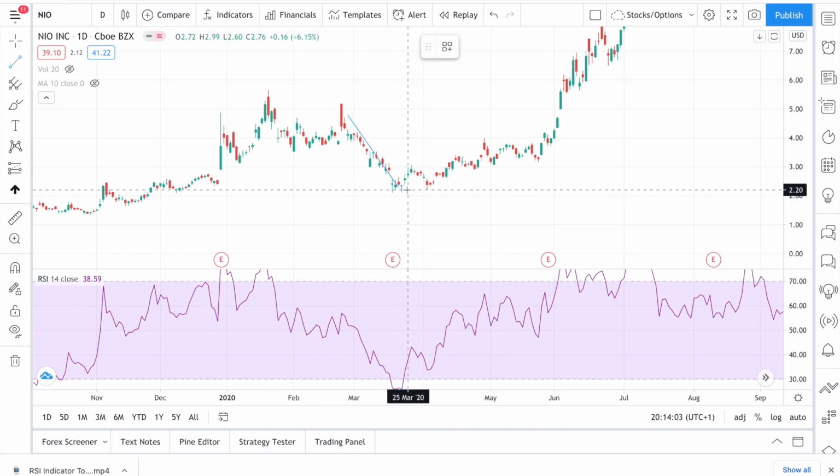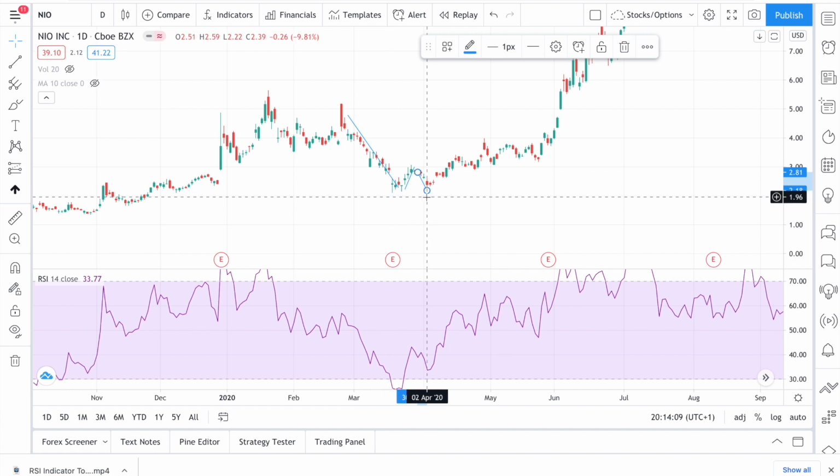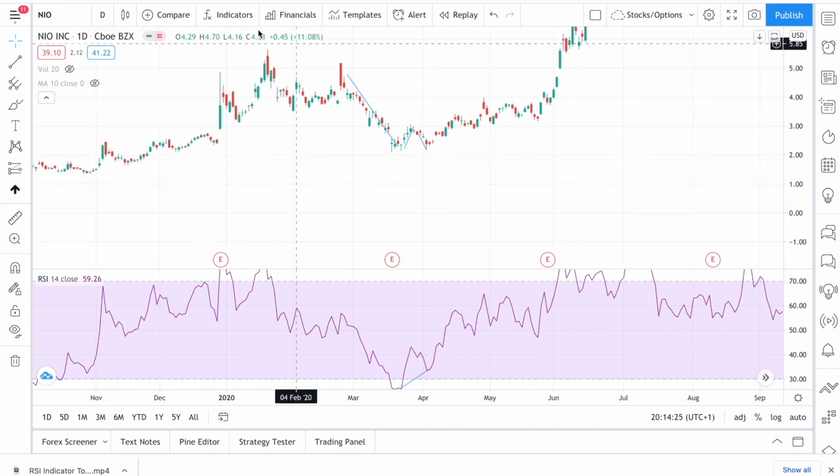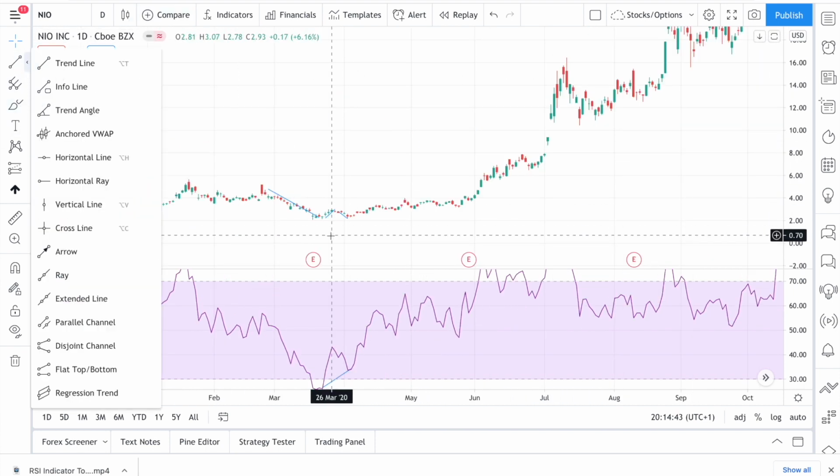The share price then rose, and then dropped to roughly the same low of $2. But look at the RSI. The RSI value went from 26 to 33. So effectively there was some RSI divergence, and from there the share price took off and didn't look back.